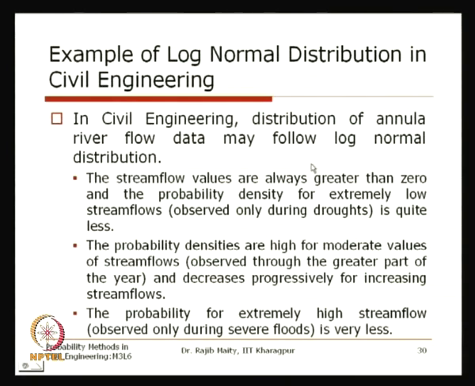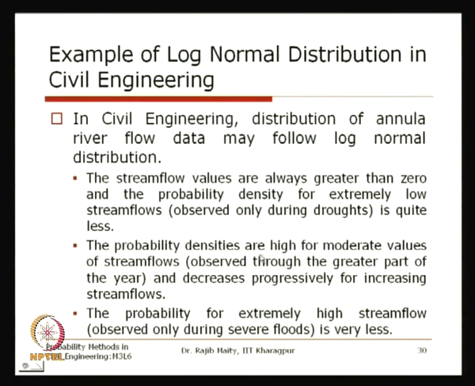Now, in civil engineering, the distribution of annual river flow data may follow the log normal distribution. The stream flow values are generally greater than 0, that is, the lower bound is 0, and the probability density for extremely low stream flows is quite low. This is obviously for big rivers, which generally have some contribution from ground flow or from snow fed rivers. So, some flow is maintained throughout the year, and the probability is low for extremely low flows.